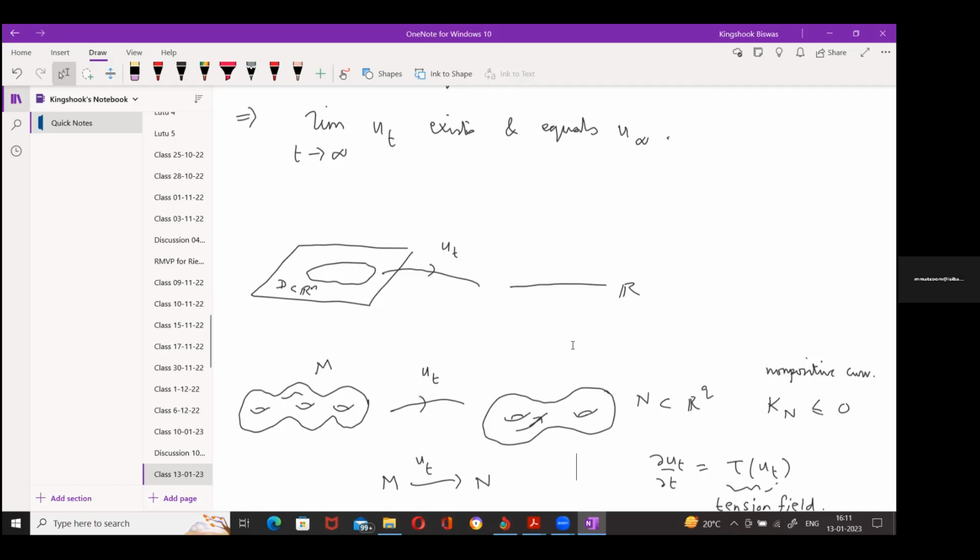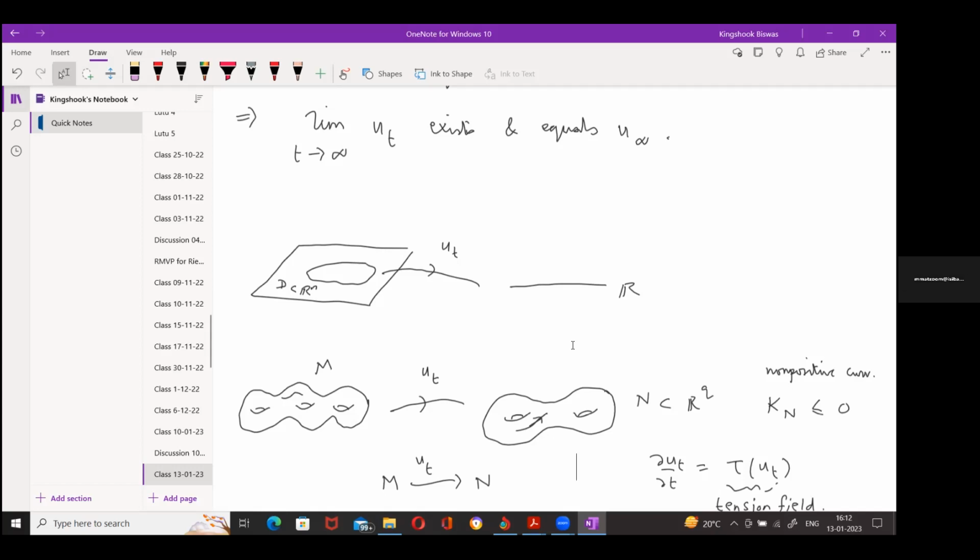So for the existence of the solution, we have just assumed non-positive curvature on the target space. Correct. For uniqueness, we should also need some negative curvature. Negative in the domain? In the range. We have to strengthen it to negative curvature. Okay. But that is not too hard to see.